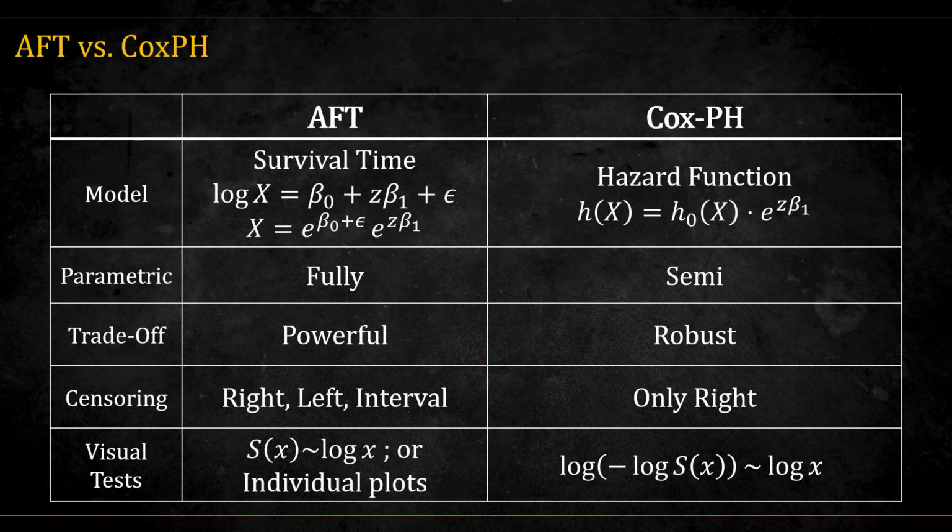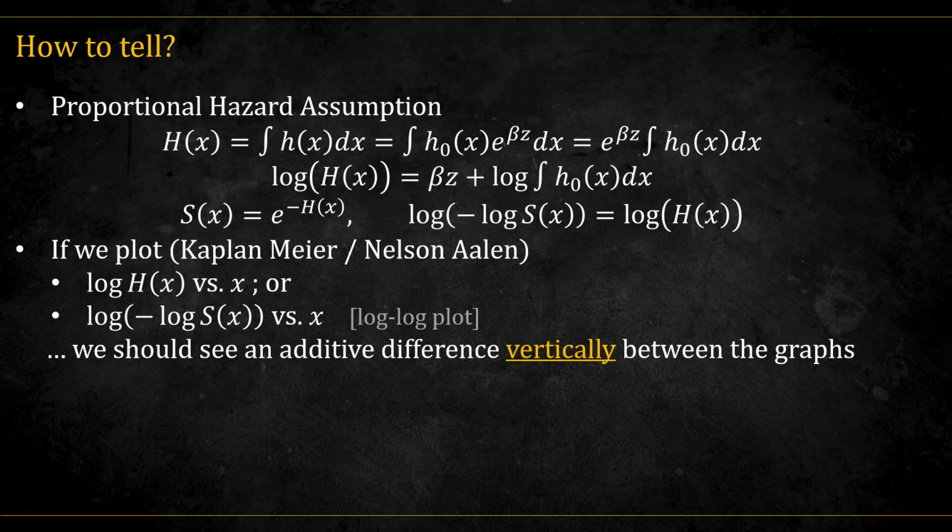Finally, I want to show you how to decide visually which model better fits your data, at least for the simple case of having one binary covariate. In AFT, we could do a general plot or individual plots, and in CoxPH, we could use the log-log plot. Let's start with CoxPH. Under the CoxPH assumptions, we can derive that the log cumulative hazard is actually equal to this expression. Note that the log cumulative hazard is equal to the log of the negative log survival, so we could plot either. This is why this plot is also called the log-log survival plot.